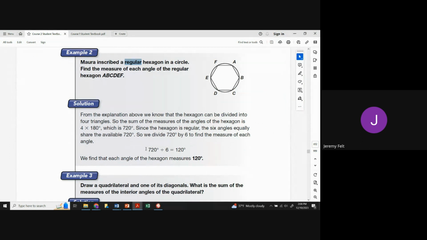Well, we just found, using our diagonals and getting 4 triangles, 4 times 180, that there are 720 degrees in there. There are 6 angles because there are 6 sides. They're regular, so they're all going to be equal. So we do 720 divided by 6, and we get 120. They all are obtuse angles: 120, 120, 120, 120.